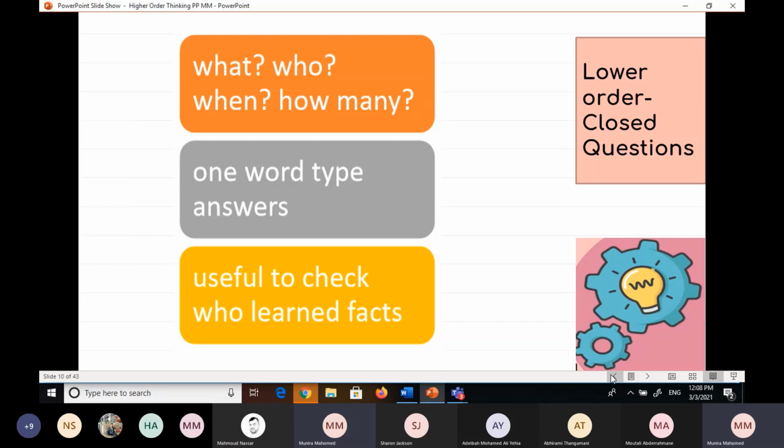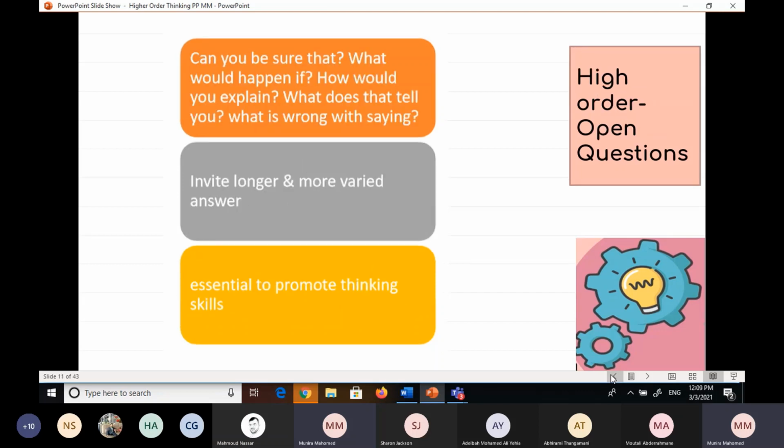Lower order questions, what are they? They involve questioning like what, who, when, how many. These are all easy questions with just maybe one answer, something from info that they have taken in and they can give you straight away, one word answer type questions. These are useful to check who has learned what you have told them as well. So these are questions that you would do quickly, randomly in class, just to make sure that they have knowledge of their previous lesson or of what we are going to do.